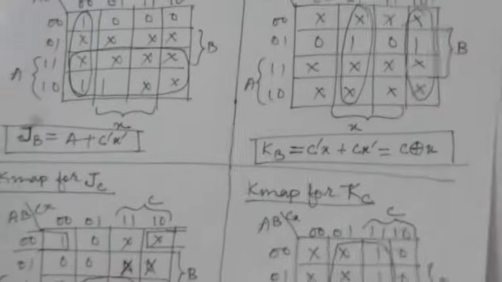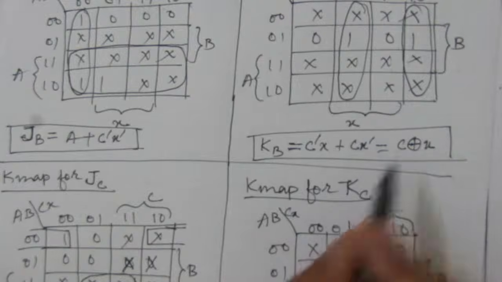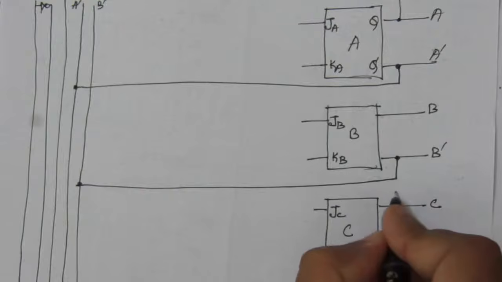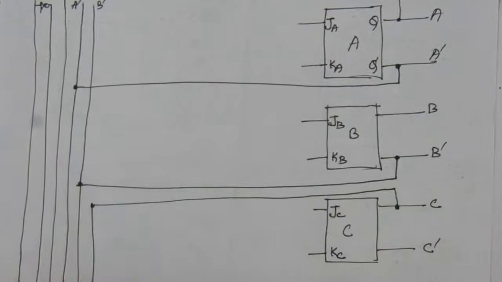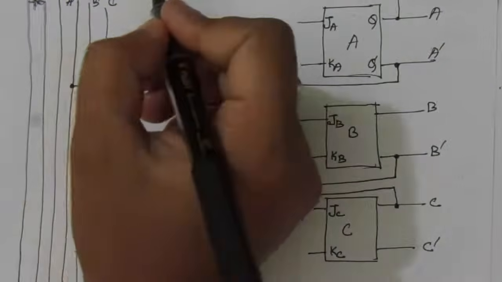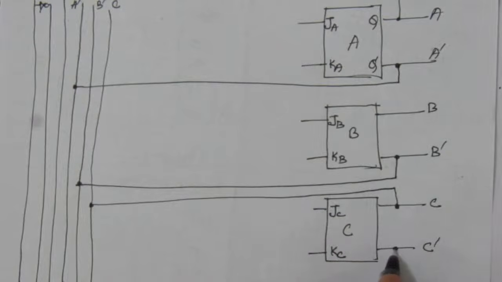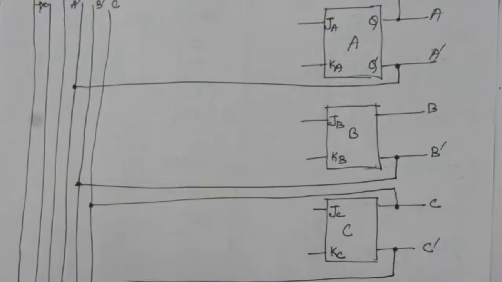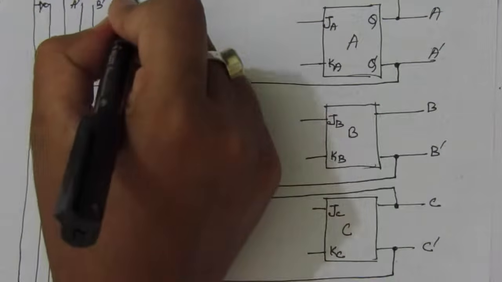So similarly for C, we can see that C bar is there and C is also there. So we have to draw both the lines. One will be from C, so this is C. Next we have C bar. C bar is from here. Take a line and this line is C complement.